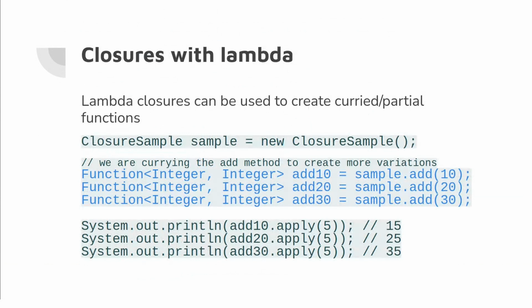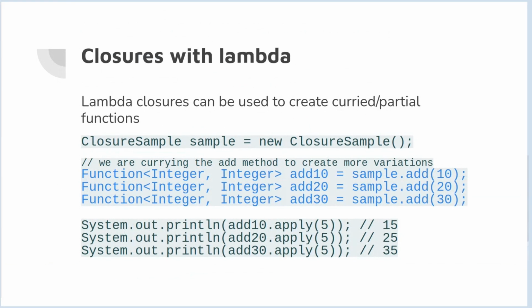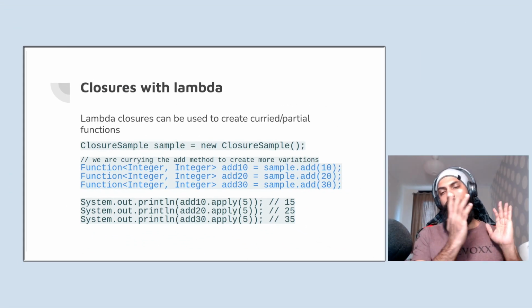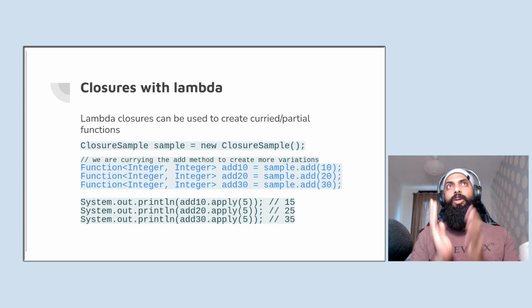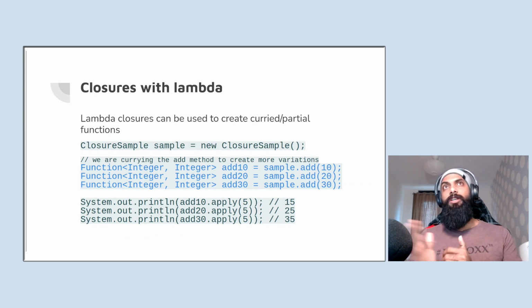So yeah, we saw currying. Using these techniques, higher order functions, lambdas, closures with lambdas, and currying, we can do a lot of functional programming in Java. I would say you can even get away with doing mostly functional programming just by using these.